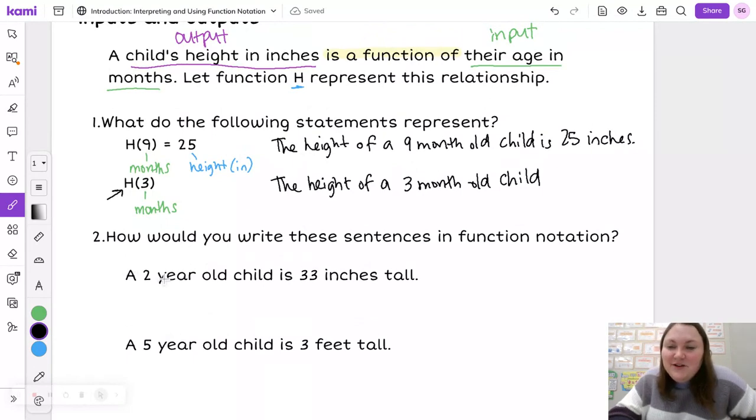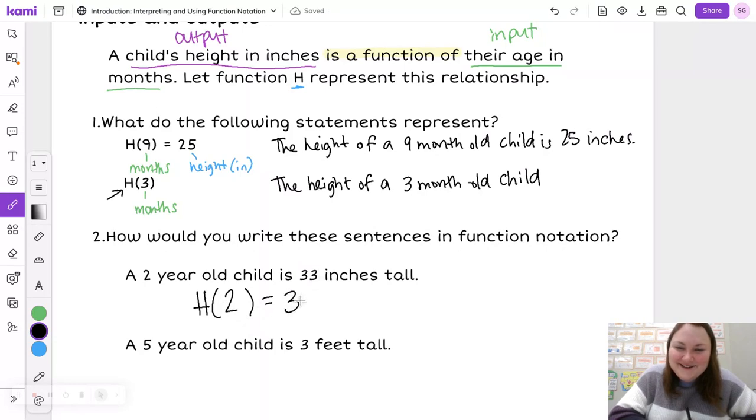So, for example, how could we represent the sentence, a 2-year-old child is 33 inches tall in function notation? Now, don't write this. I've done this before in the past, and sometimes students want to say our function name is h, so I write an h here. Inside my parentheses is always my input. We said input is age. My child is 2 years old, so I write 2. And then my output is the height, and height is 33. So we have h of 2 equals 33.